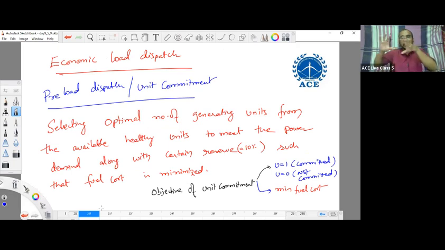You should select the optimal number of units from the available healthy units to meet the demand along with a certain reserve. Reserve is required because day by day the load is changing, and to meet those variations in the load, we need to take that into consideration.